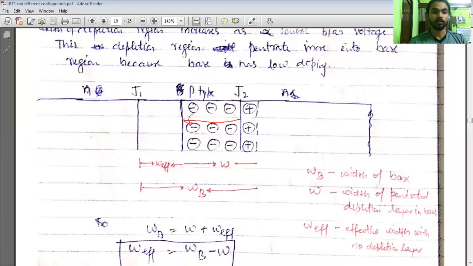Now the width of the base, this one, is the width of the penetrated depletion region in the base. The original width of the base is this one, and this part is now the penetrated one. So what is the effective one? This one is the effective one, this is the total one, and from here to here is the penetrated one. So this is the effective base where the recombination can happen.